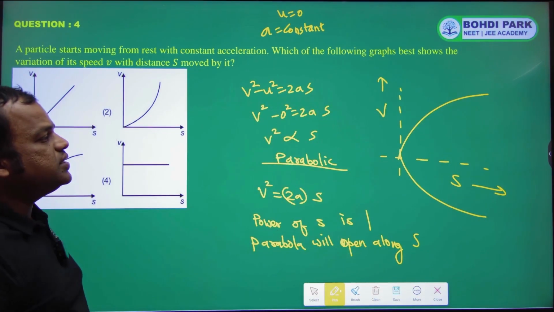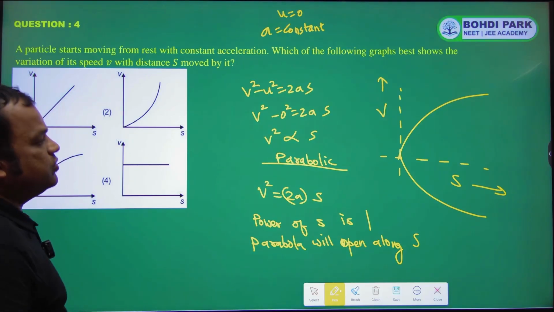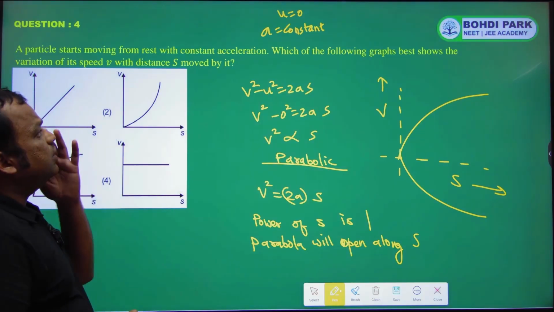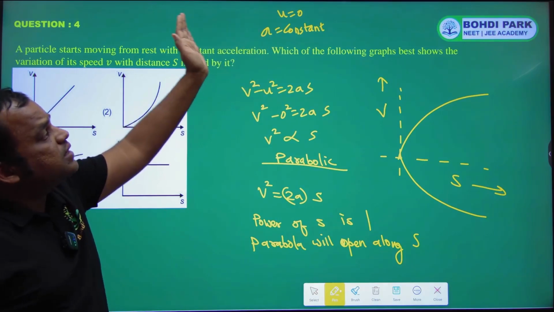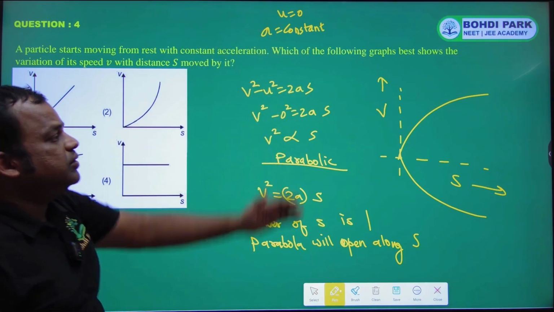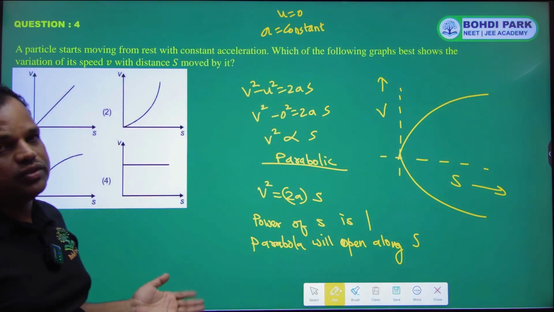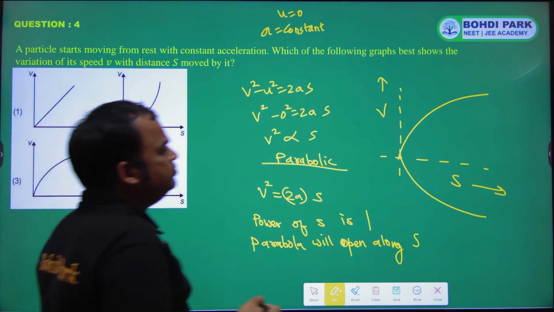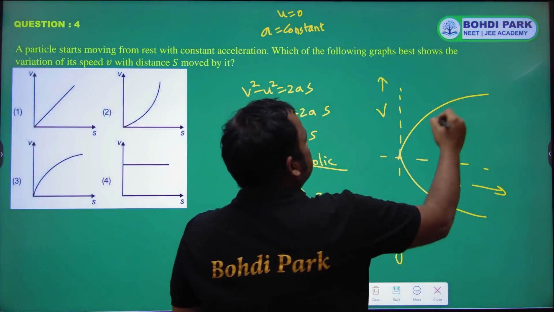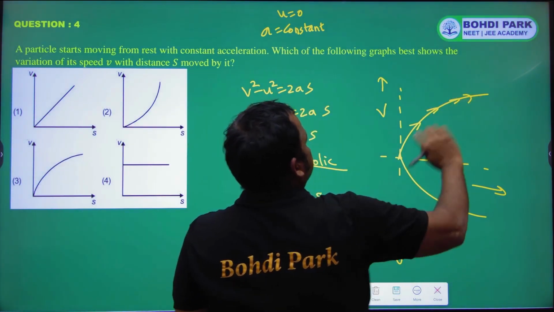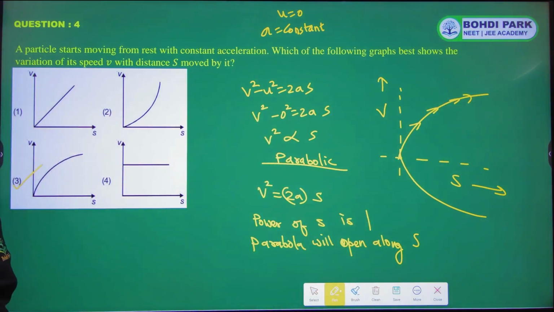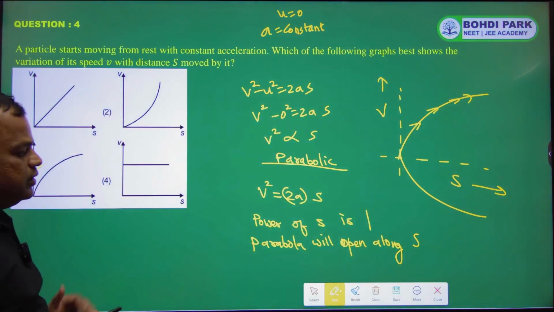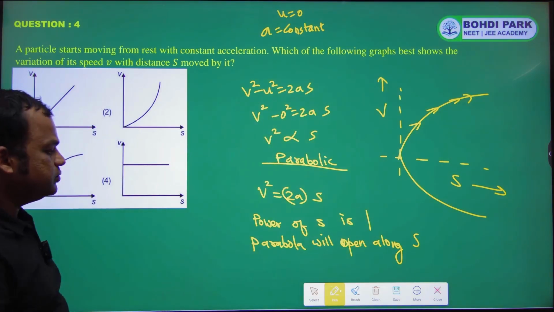So we have to consider positive velocity because acceleration is positive. If we assume that, if acceleration is positive, velocity is positive. If acceleration is negative, velocity is negative. So this will be the graph, positive side. So the third option, parabola. Finish. Now next question.